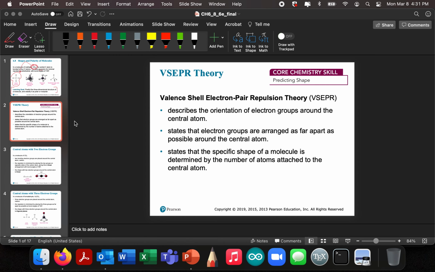All right, so first of all, let's talk about valence shell electron pair repulsion theory, okay? This is a theory that's set up to describe the orientation of electron groups around a central atom. It states that electron groups are arranged as far apart as they can get around the central atom, and also that the specific shape of a molecule is determined by the number of atoms and lone pairs of electrons around the central atom.